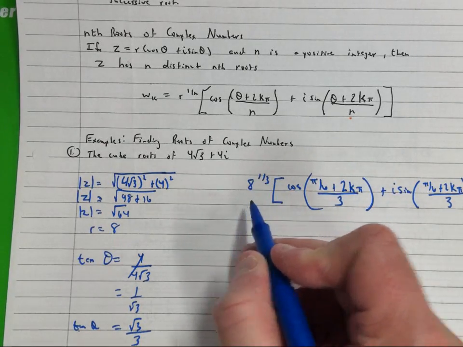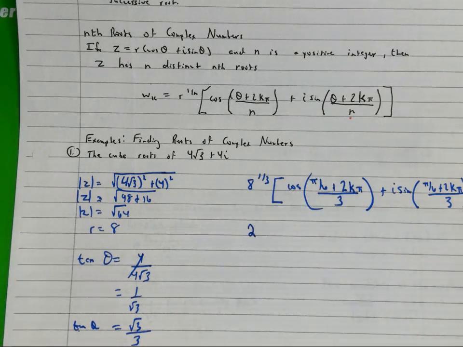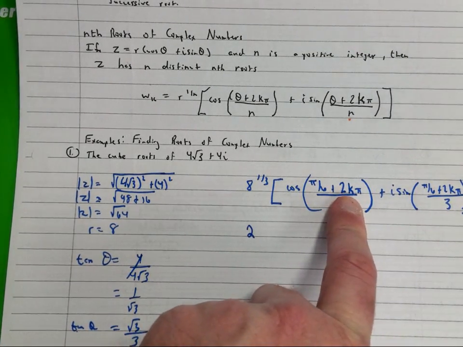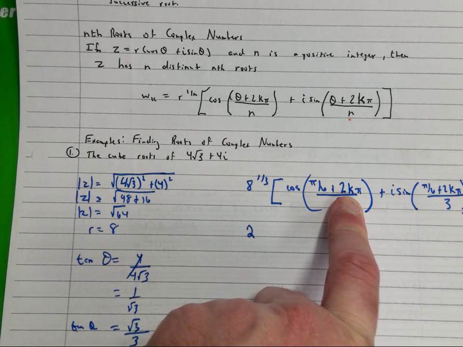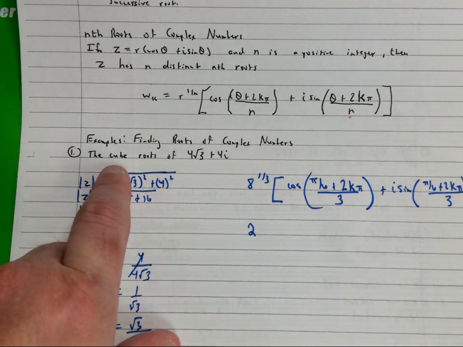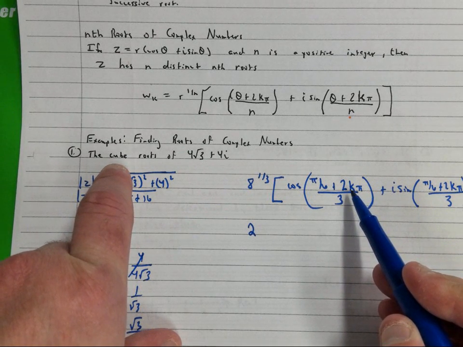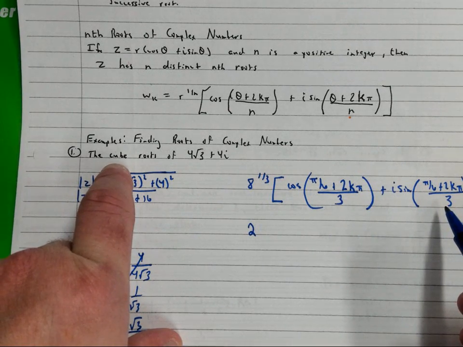Alright, what's the cube root of 8? 2. There's 3 roots. So guess what I'm going to plug in for k? 0, 1, and 2, because they'd give me 3 values. If I said 5, I would plug in 0, 1, 2, 3, 4, wouldn't I? So for 3, I'm going to plug in 0 for k, get an answer. Plug 1 in, get an answer. Plug 2 in, get an answer. You got to work this 3 times.